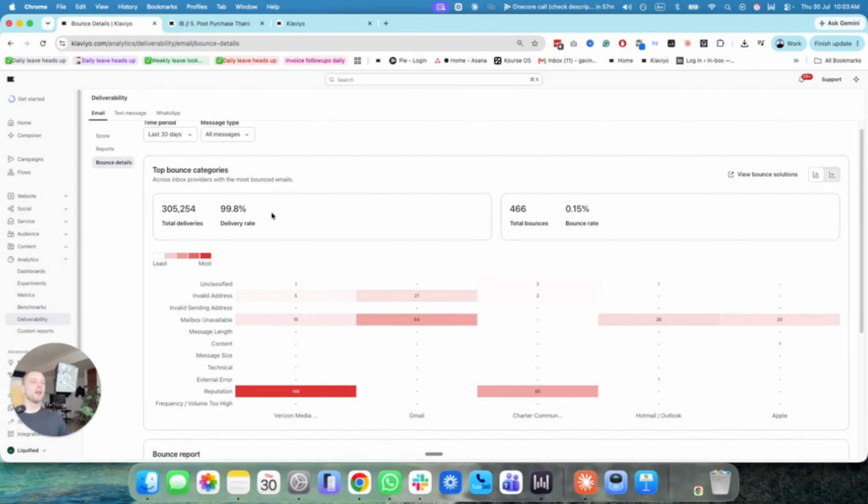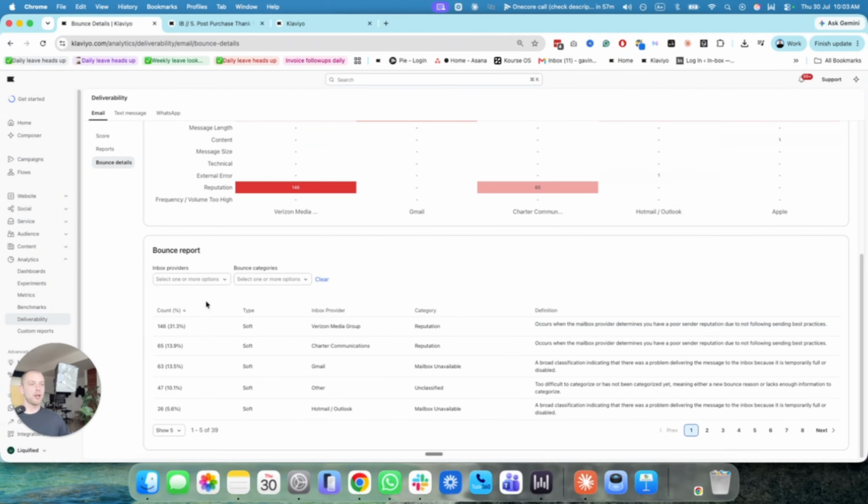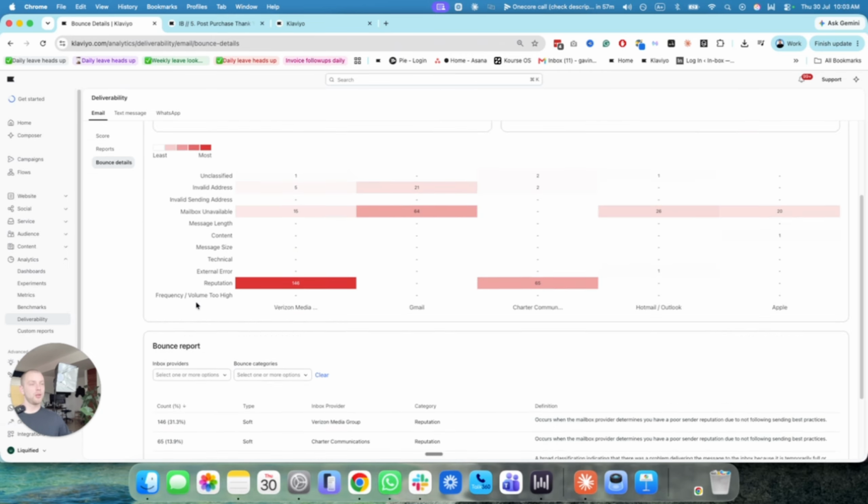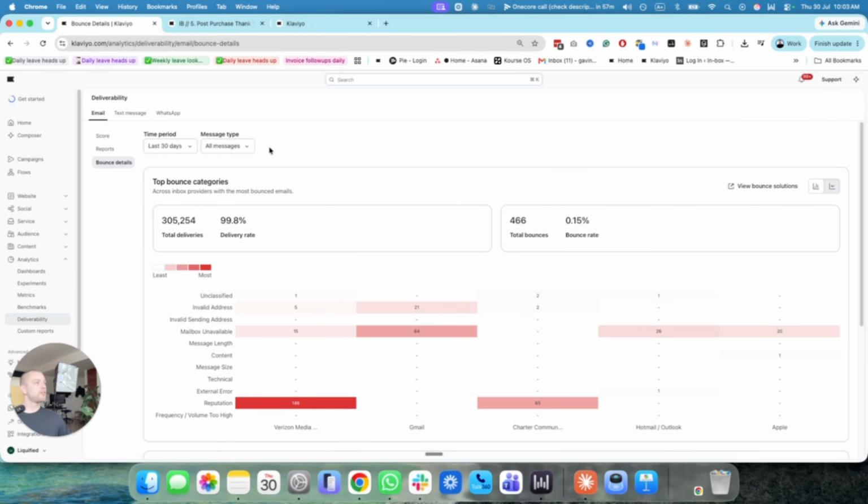Now you can see here all of the bounce details, right? So you can actually break it down by provider, okay? And you can see basically, all right, let's take a look at this. We can also filter, you can see okay, invalid email address, mailbox unavailable. Typically, I think invalid email address and mailbox unavailable are the same. So when you're seeing this, you're seeing, okay, we've got 5 people on Verizon who bounced because they have an invalid email address, 21 on Gmail, right? Mailbox unavailable, pretty much the same thing, 15 and 64 people on Gmail.